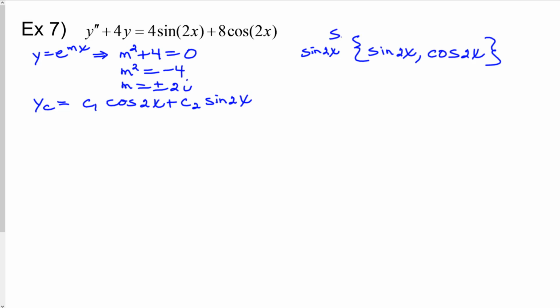So if we call that S sub 1, we know the UC set for cosine 2x would be exactly the same. So I really don't need a separate UC set, because this is a subset of the one we already have. Right, but we see a problem because both of those functions in our UC set overlap y sub c. So that means we're going to have to revise it by multiplying both of those UC functions by x. That eliminates the overlap.